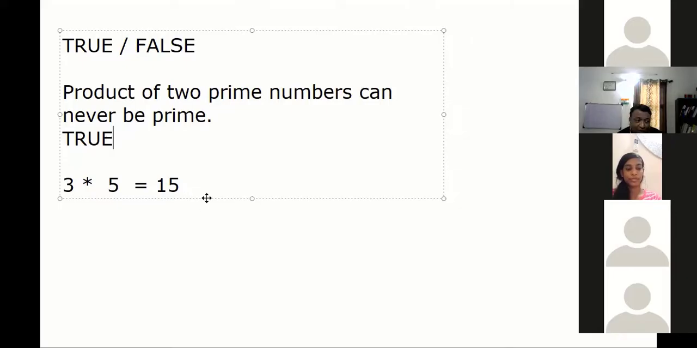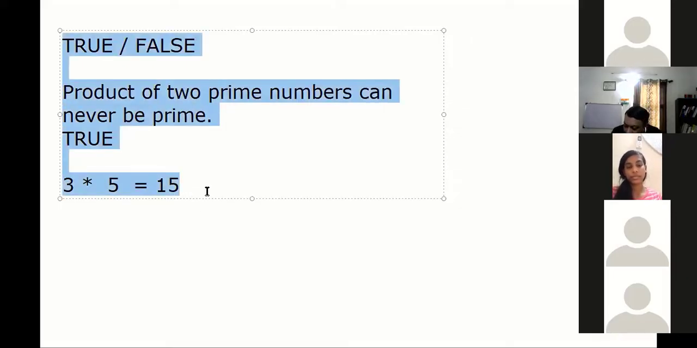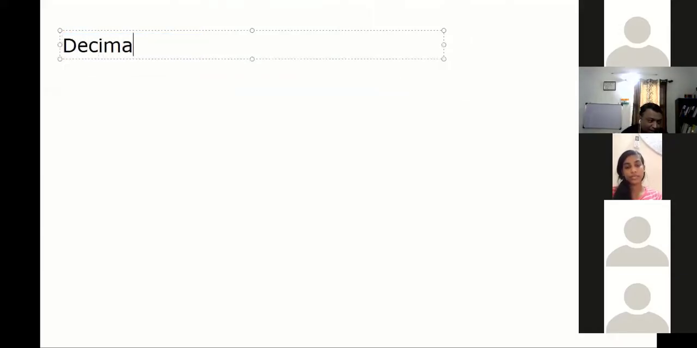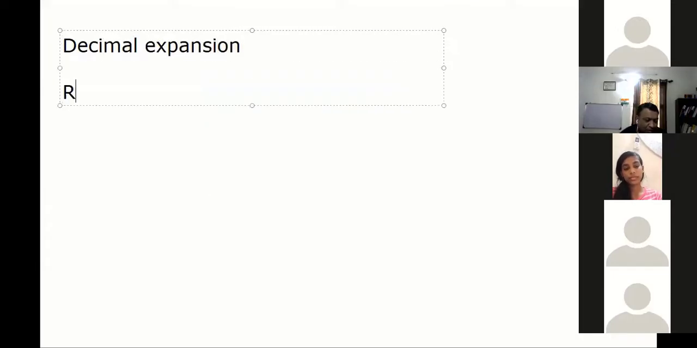Now, I want to do something very important. We are going to solve a lot of questions and a lot of expressions. Decimal expansion. We talked about rational and irrational, right?